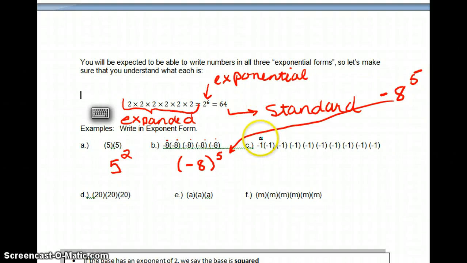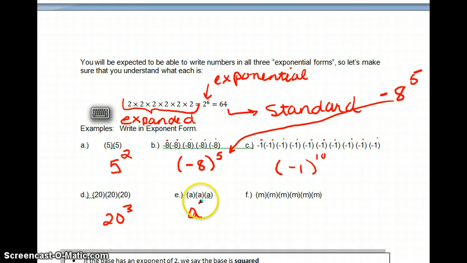Letter C, we have 1, 2, 3, 4, 5, 6, 7, 8, 9, 10 negative ones. That means that our base is negative 1, so we are going to put that in parentheses, and we have negative 1 to the 10th power. For letter D, we have 20 to the 3rd power, which is 20 cubed. For letter E, we have a cubed. And for letter F, we have 1, 2, 3, 4, 5, 6 m's, so we have m to the 6th power.